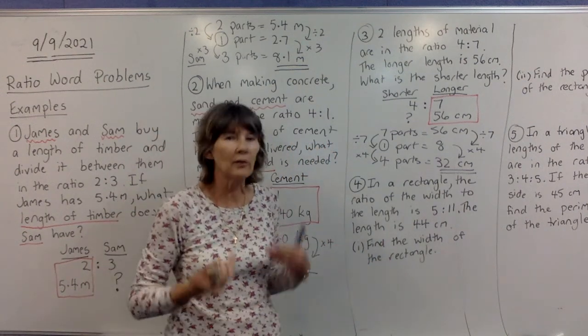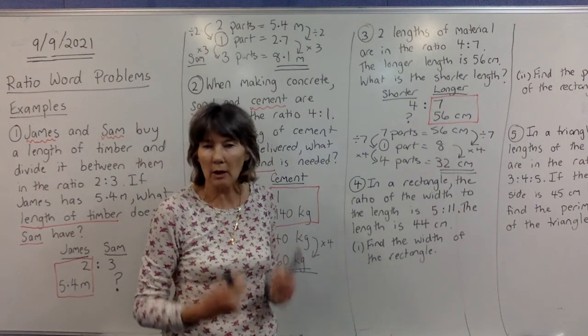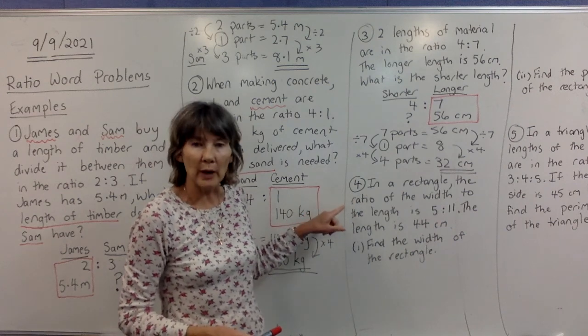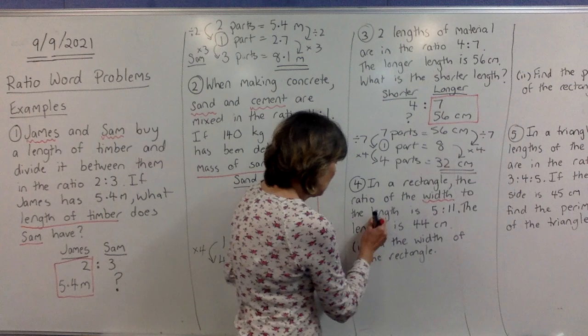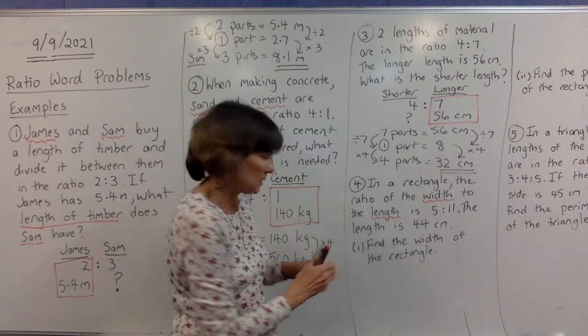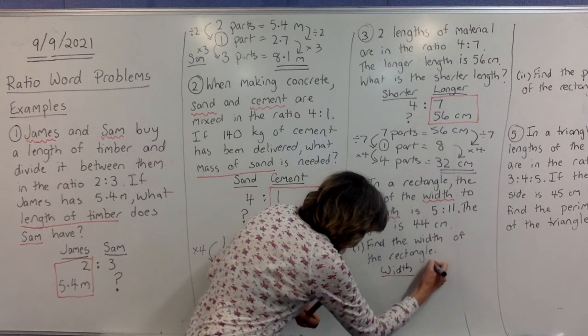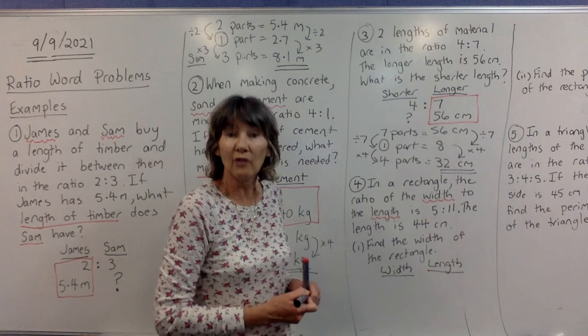All right, next question. So I hope you're getting into a bit of a habit of what we do with this process, but really it needs lots of practice. So the next one, we have in a rectangle the ratio of the width to the length. They're the 2 things, so they're our headings, width, length. And they tell you the ratio is 5 to 11.